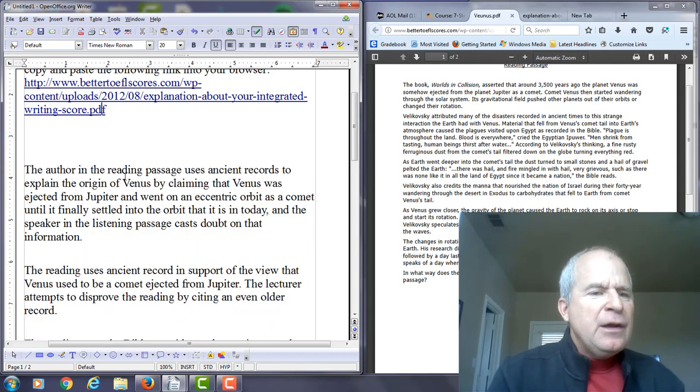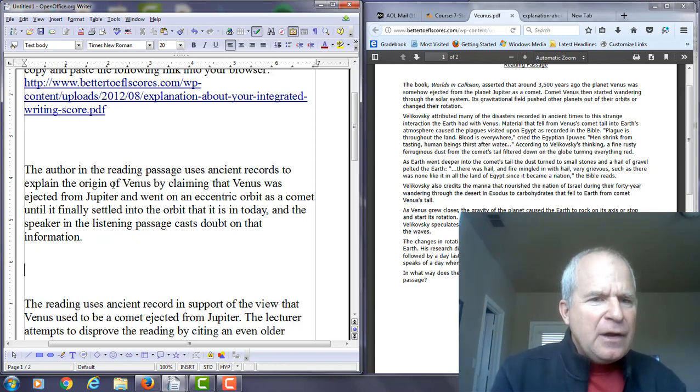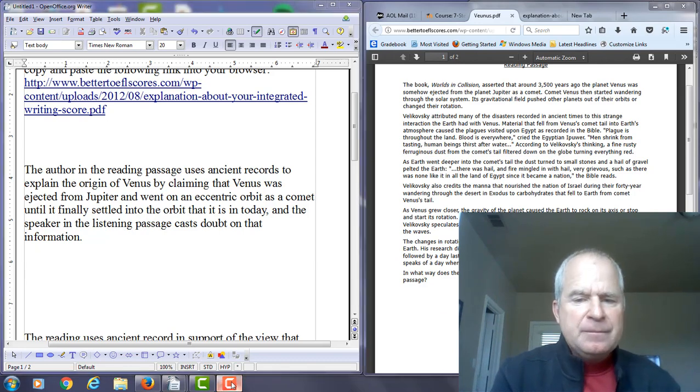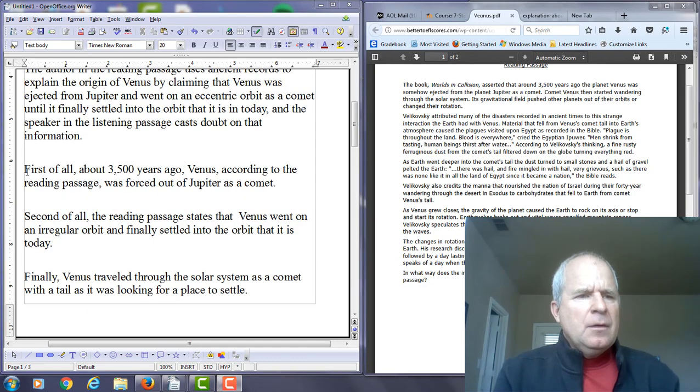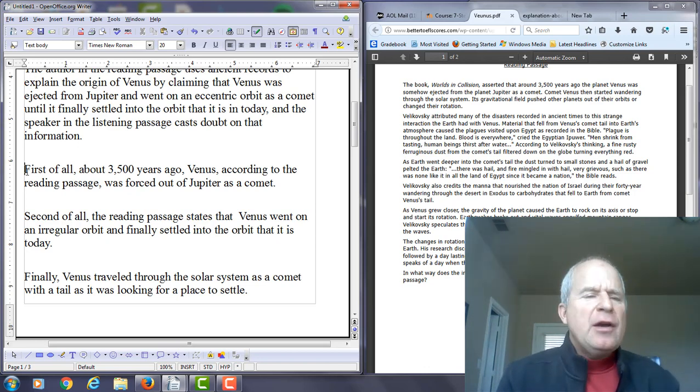Now, what I'm going to show you is if you use these points here, I'm going to take the idea of the ejection of Jupiter, going on the eccentric orbit, and then being a comet with a tail, and then settling in. I'm going to take these three ideas here, and then put them directly below it. So here, I'm showing you how you can create a little bit better, tighter organization.